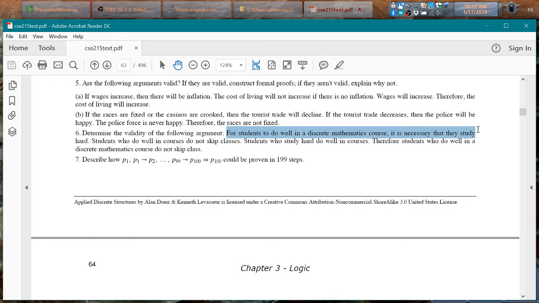It's not saying if they study hard they will do well. It's saying if they do well, then they studied hard. Right? It's necessary. This second part is necessary for the first part, meaning if that first part is true, that second part must also be true. So if they do well, then they studied hard.